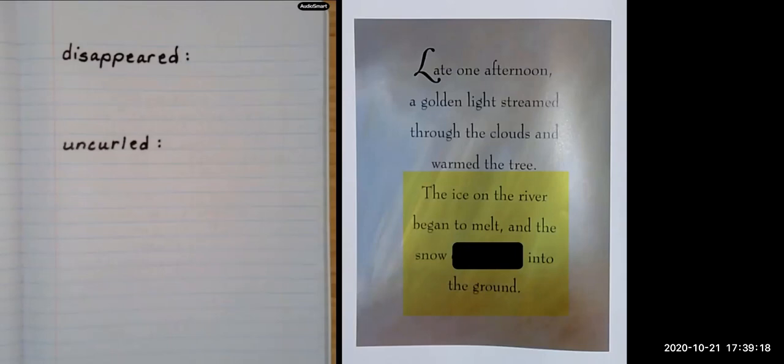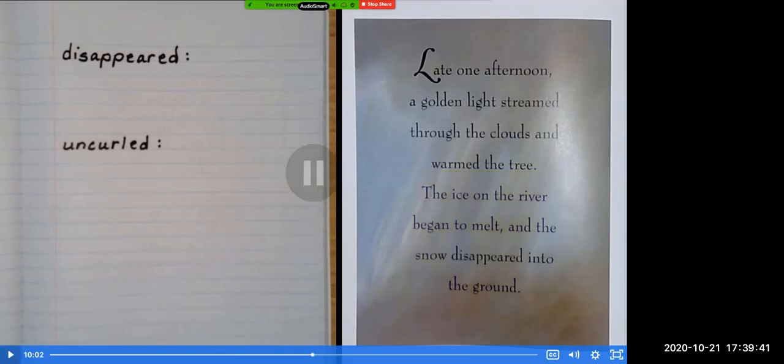When we think about those context clues, which means the words around the word we're examining, it can give us a clue into the meaning of the word that we're examining. Tell your learning partner, what's happening to the snow? What does disappeared mean? Okay, so tell your partner what you think the word disappeared means.